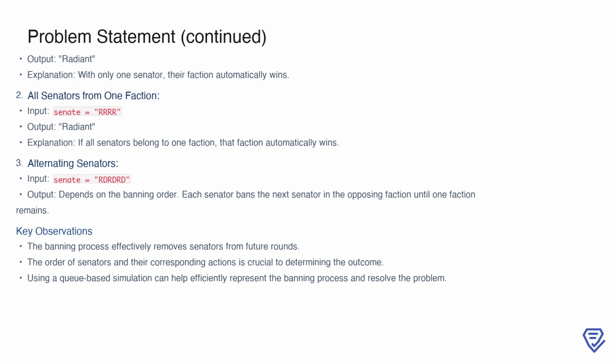For alternating patterns like Senate equals RDRDRD, the outcome depends on the order of bans. Each senator bans the next senator in the opposing faction until only one faction remains. Key observations here are that the banning process removes senators from future rounds, and the order of senators plays a crucial role in the outcome. Using a queue-based approach to simulate the banning process can help efficiently solve this problem.